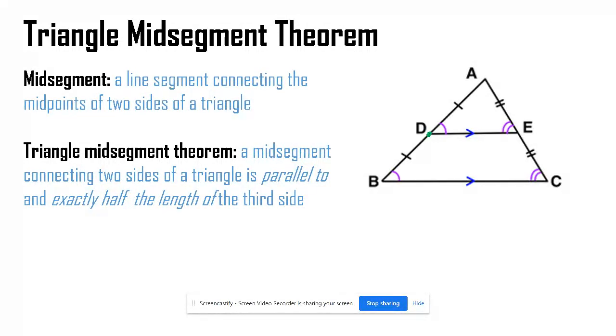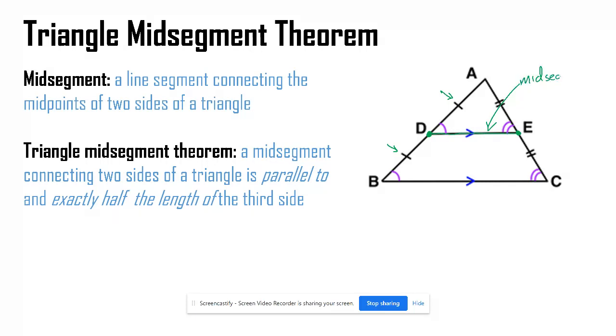And we can tell that because of these little markings that say the segments on either side of D are congruent. Same thing is true of E on side AC. E is also a midpoint. So if you take the midpoints of two sides of a triangle and you connect them with a line segment, that line segment is called a midsegment. So that's what a midsegment is.